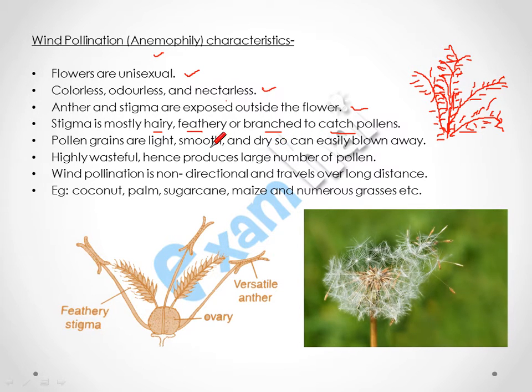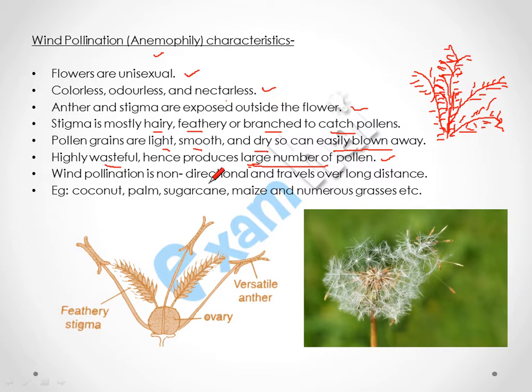Pollen grain should be light, smooth and dry, so it can be easily blown away. It should be light in weight, smooth and dry. This is a highly wasteful process, as the pollen has to be carried a long distance with wind, hence a large number of pollen grains must be produced by the anther.